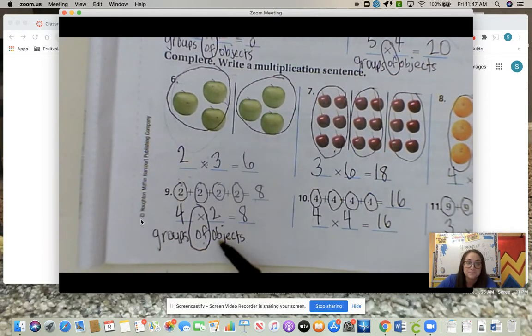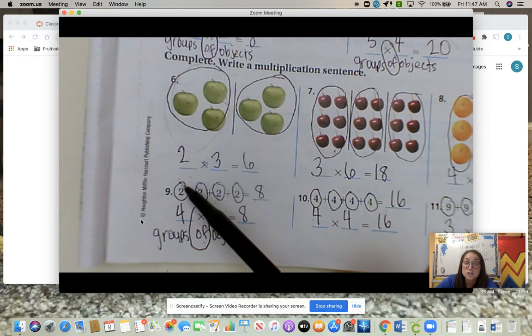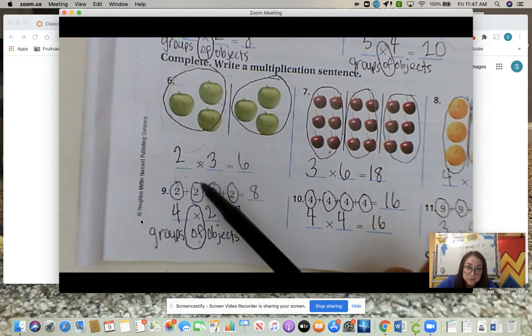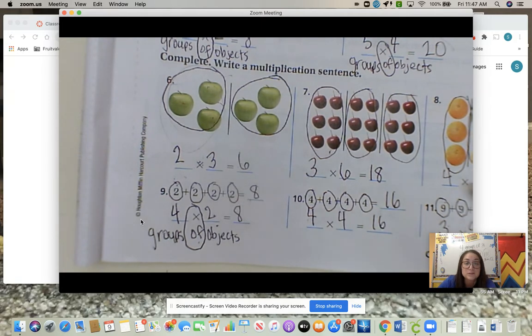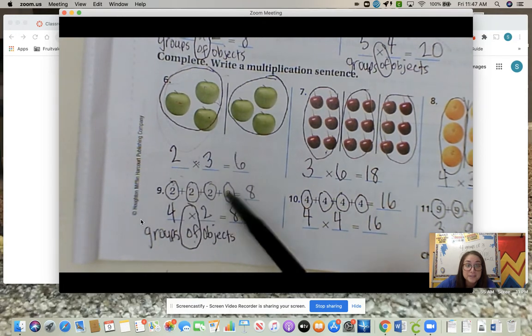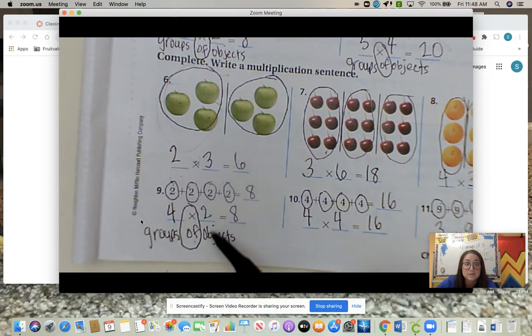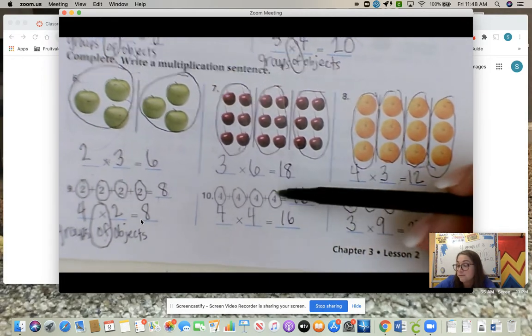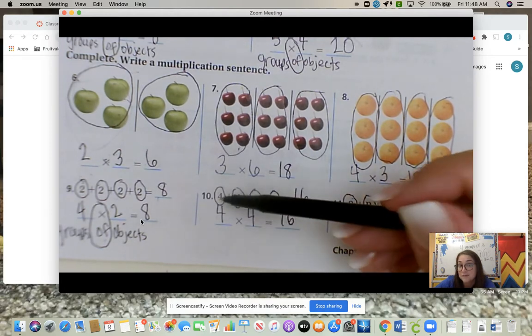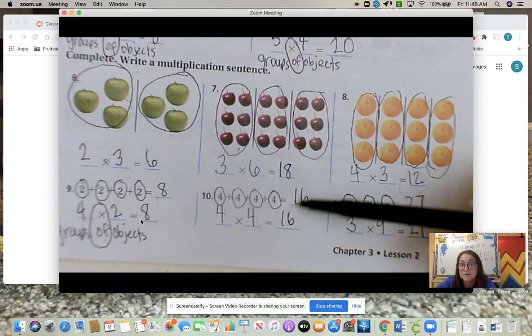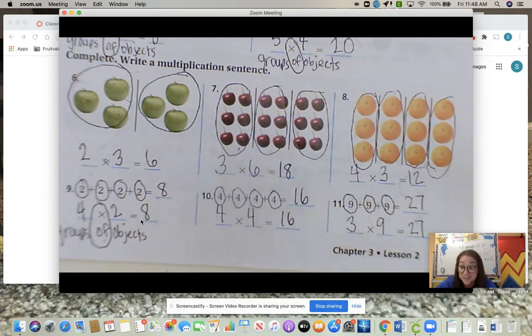Number 9. I circled each number to help you see that it's a group. So this is actually 1 group, 2 groups, 3 groups, 4 groups. So how many groups do you have? 4 groups of, there are 2 in each group. So 4 groups of 2 objects. And that equals 8. Here you have 1, 2, 3, 4. 4 groups of 4 in each. And if you add that up, it's 16. And 4 times 4 is 16.